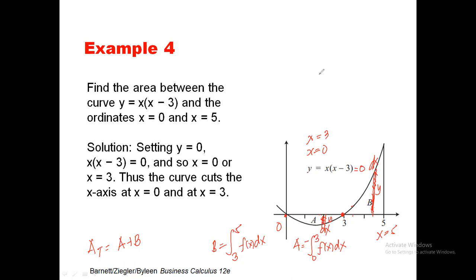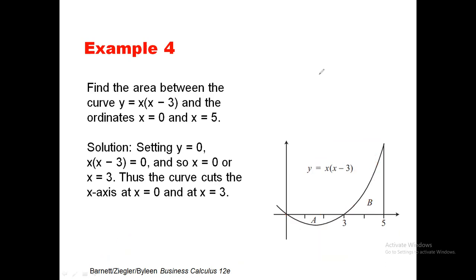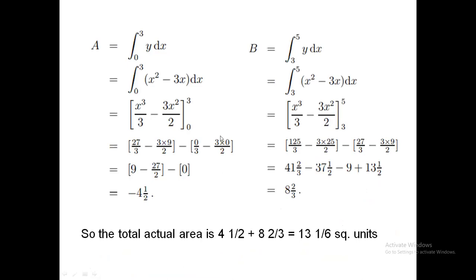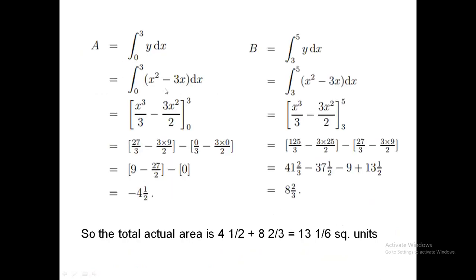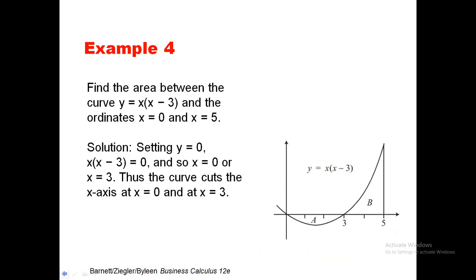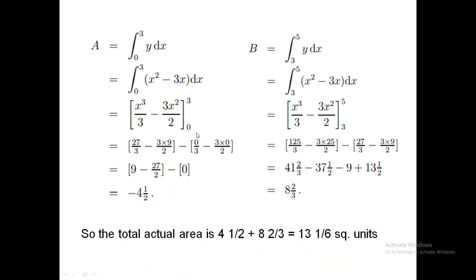Okay? Now, if you will proceed to the next slide, this will be your two integrals. For the A, this will be your function. Your function was expanded, so it's x squared minus 3x when integrated. And this would be the area A. Notice it's negative, so that's the reason you place a negative before it, to make it positive.